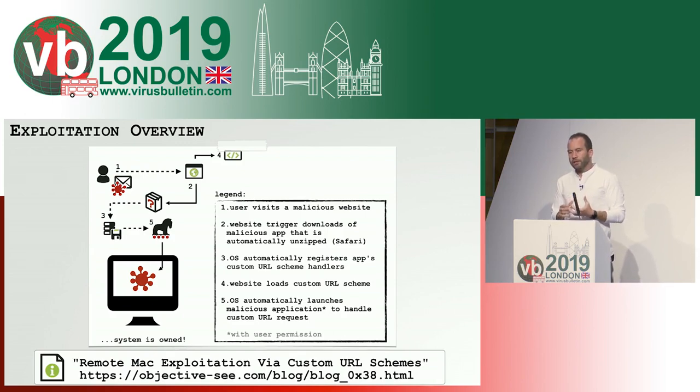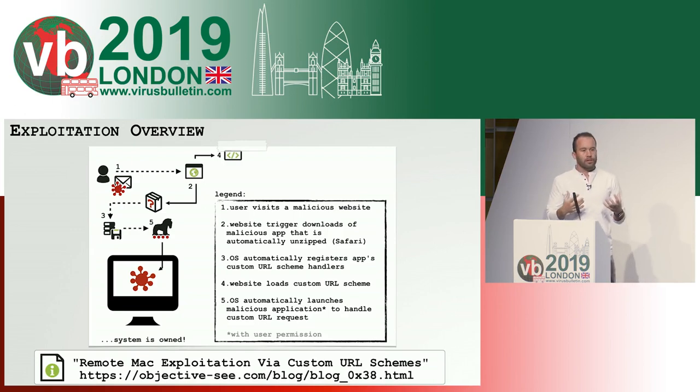So the WINDSHIFT APT group also relied on a more sophisticated exploit, which to me is the most interesting aspect of both the APT group and the malware. So here's a diagrammatic overview of the exploitation process. Basically, once a user is tricked into going to a malicious website, the website will automatically download a zip file, which is then automatically unzipped, and then this will launch an application via a custom URL scheme.